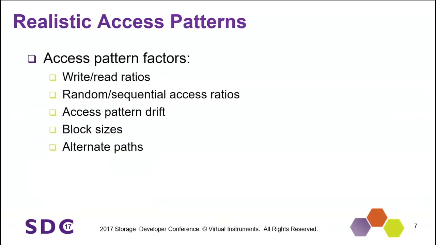Okay, so what do we care about? Write-read ratios, random-sequential access ratios, the access pattern drift. Block sizes, alternate paths. When you're writing to an array, especially if you're using Fibre Channel with MPIO, you've got stuff coming in multiple paths into the array. So you want to test in a way that looks more like that, rather than just trying to get one endpoint and read everything that came in there, because you may only be getting half of the story. There may be traffic coming in from multiple interfaces.